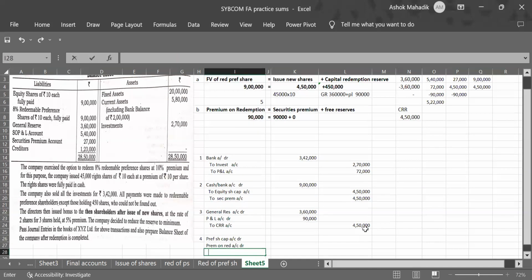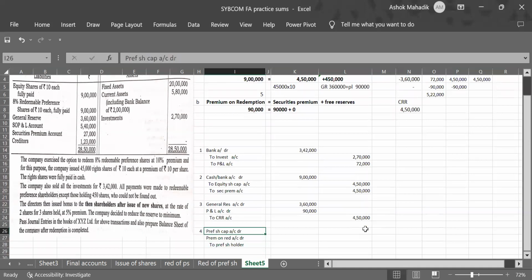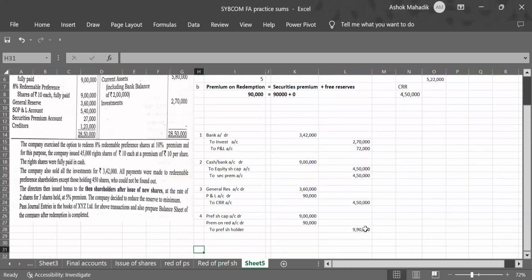And this amount is payable to whom? To preference shareholders. Clear? So the amount of preferential capital we are redeeming is 9 lakhs. The premium we are giving them is 90,000. So the total amount payable is 9,90,000. Clear? This we have already done in the previous sum. Okay, now we'll be paying those preferential holders, right?